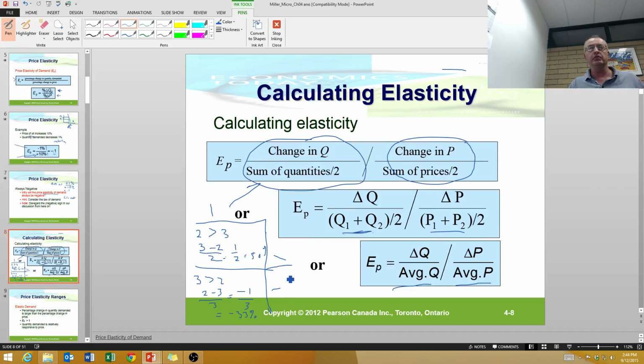So the way the economists would calculate this change would be they would use the average value. So we'd go 3 minus 2 over the average, which is going to be 2.5. The average of the beginning and the ending value is going to be 2.5. So we're going to get 1 over 2.5, and that equals 40%.